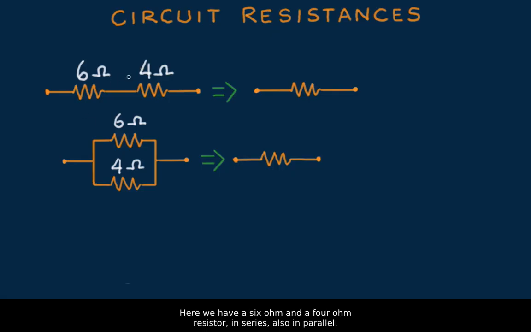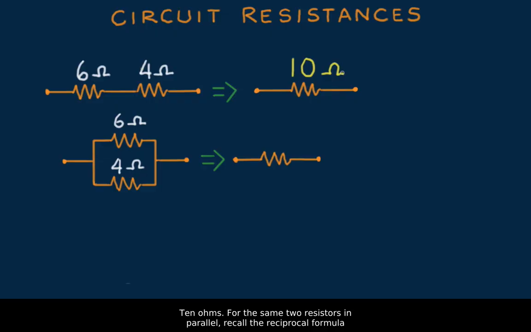Here we have a 6 ohm and a 4 ohm resistor, in series, also in parallel. I'm keeping the numbers simple, no mathematical challenge here. We concentrate on the ideas. So we see the equivalent resistance of resistors in series is simply their sum, 10 ohms.